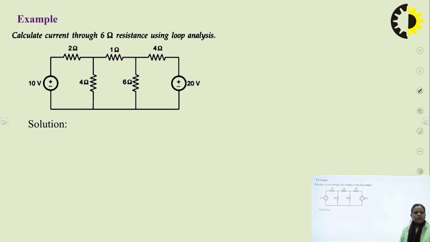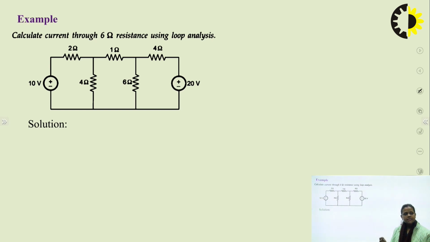So this is how we can write the equation and we can follow these steps to solve a mesh analysis question. Now in this question, we have to calculate the current through the 6 ohm resistance using loop analysis. So the first step is to identify the number of meshes, right? And after identifying the number of meshes, we will assign the loop currents, and according to that, we will assign the polarity on the resistances.